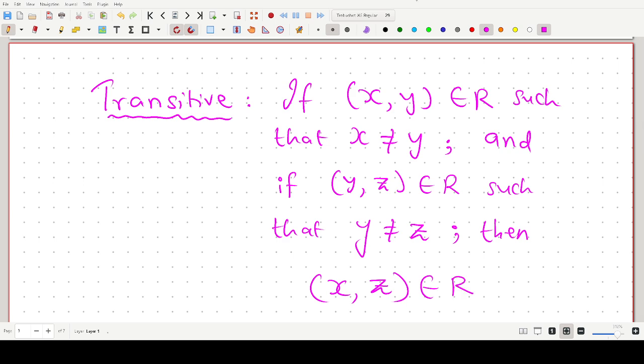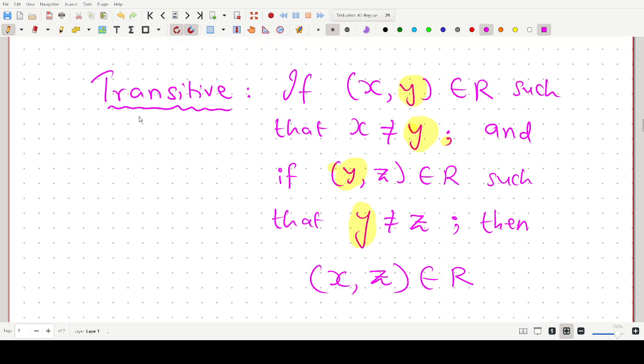An important point for you to note here is the following. You see the y over here, right? The y in (x, y) and the y in (y, z). These two must be equal.